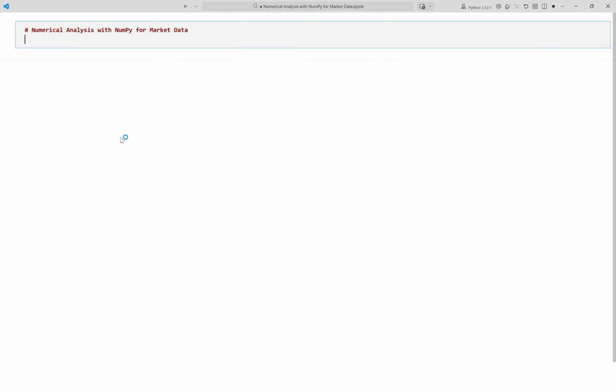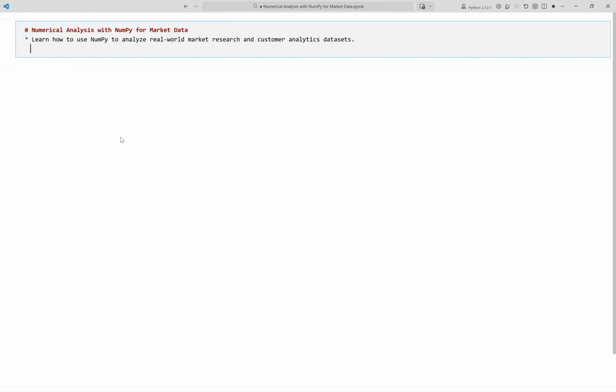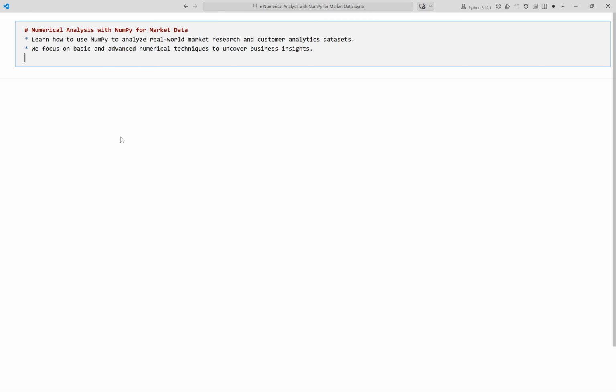Numerical analysis with NumPy for market data. Learn how to use NumPy to analyze real-world market research and customer analytics datasets. We focus on basic and advanced numerical techniques to uncover business insights.